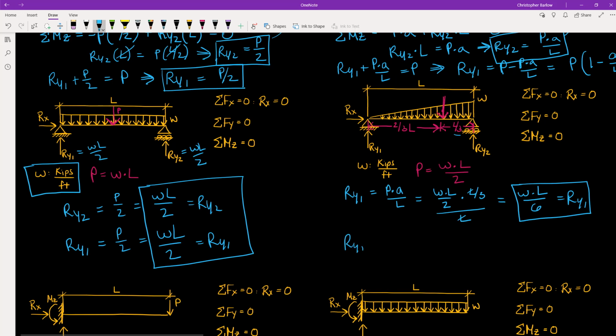Now RY2 will be equal to P times the other length, B, the longer length, over L. P is, of course, W times L over 2. B is 2/3 times L. And the whole thing gets divided by L. And we end up with WL over 3 is equal to RY2.